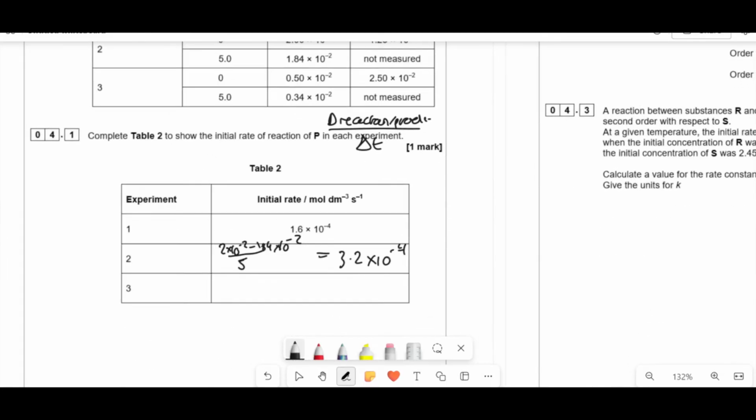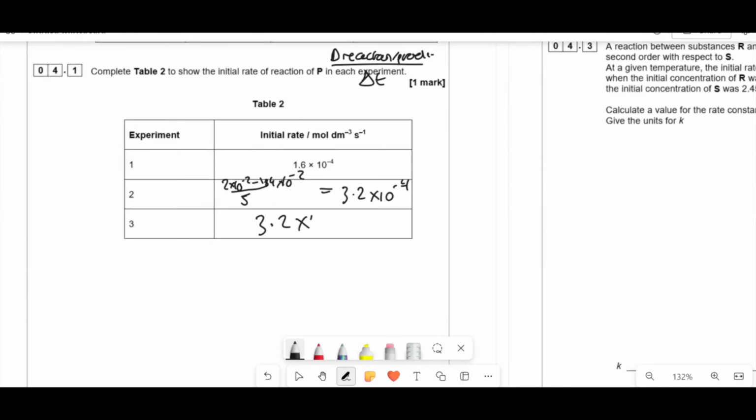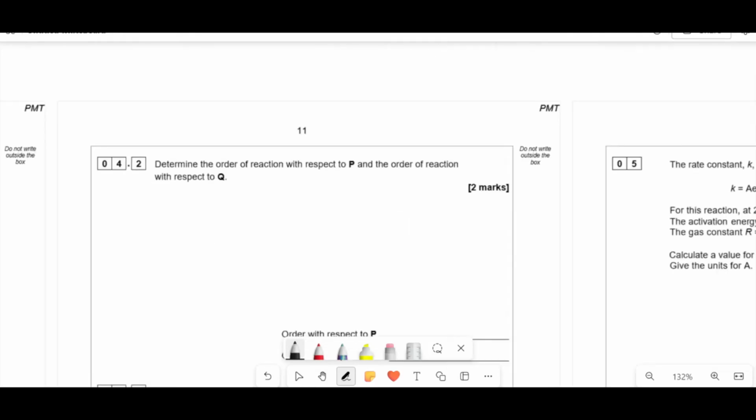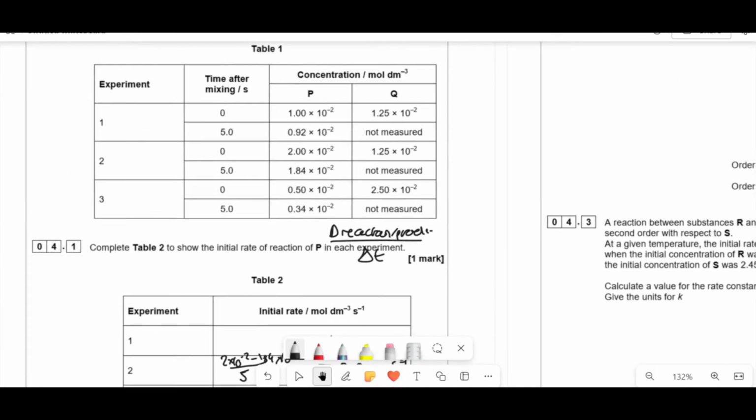In this case, they're looking at the rate of change of P, which is how much its concentration changes over time. So in this case, you would do the 0.5 minus this divided by the 5. If you do that, you should get 3.2 times 10 to the minus 4 as well. Would you look at that? Then it says determine the order of reaction with respect to P and the order of reaction with respect to Q.